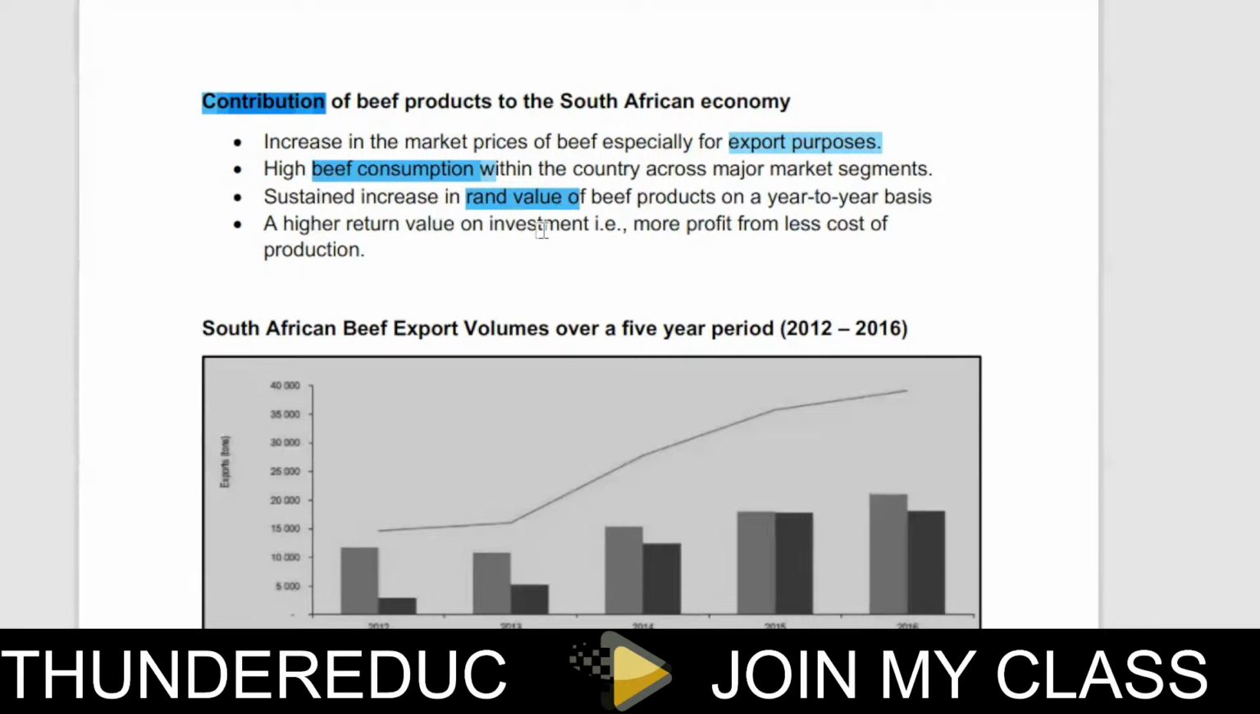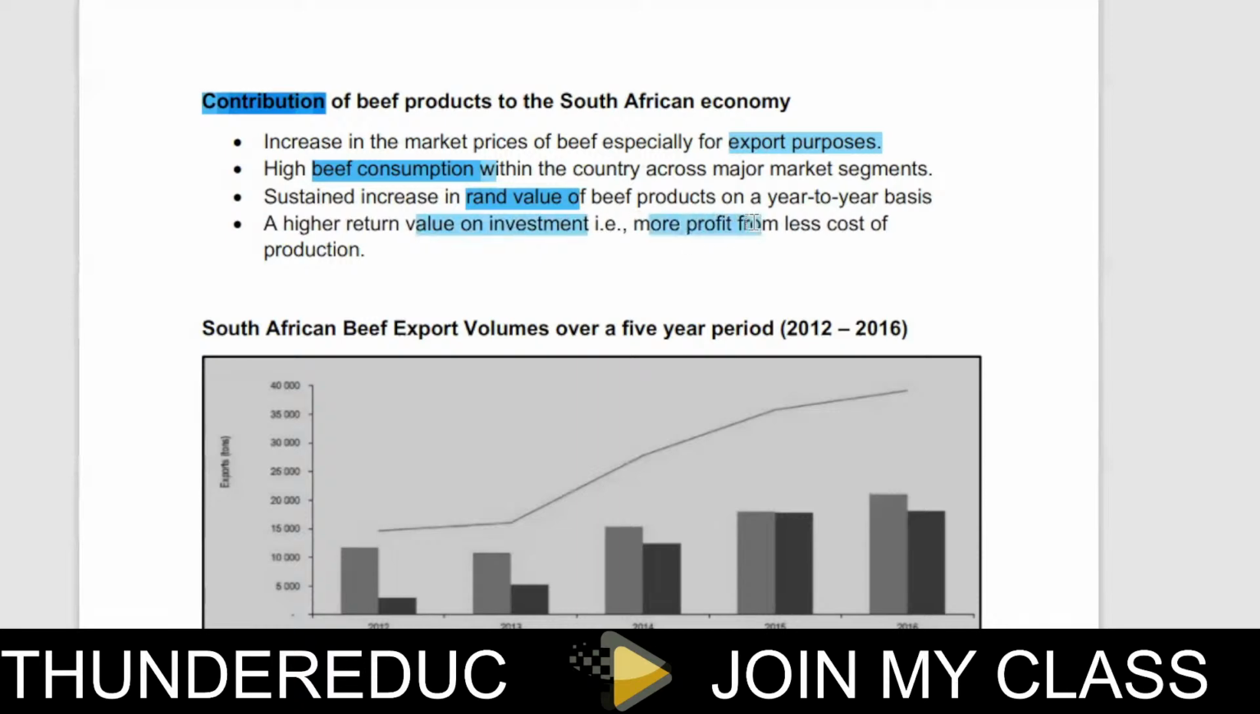A higher return value on investments. So you know that if there is beef production, of course, in business, no one can stay in business if it is only on losses. Okay. It's an investment. Okay. So because it is an investment, it simply means they make a lot of profits.